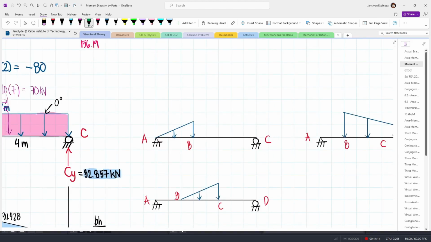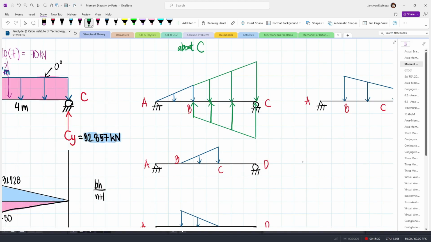Just to add other examples, if we have this load and we want to make it continuous about C, then we're going to extend this load. Essentially what we are adding is a trapezoidal load, and here we'll counteract that with also a trapezoidal load. This is about C. Now for this loading, if we want to make it about A, we can first make this a uniform load by adding a triangular load. So this is now uniform, but we need to counteract this one.